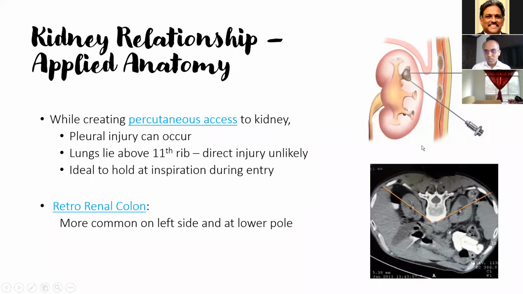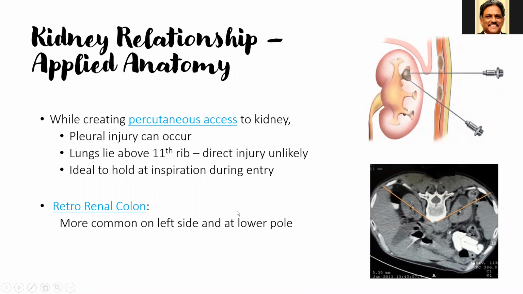It is ideal to hold the patient in an inspiratory state so that the kidney is pushed down before the puncture is made. The other entity we have to be wary of is the presence of a retrorenal colon. Usually the colon is present anterior to the kidney. Sometimes, in around 4 to 6% of patients, the large bowel can be present posterior to the kidney. So it is always important to get cross-sectional imaging done prior to operating on a patient with renal stone disease.